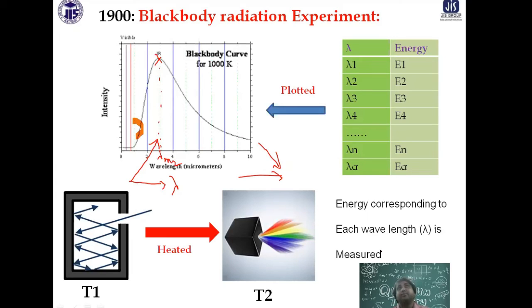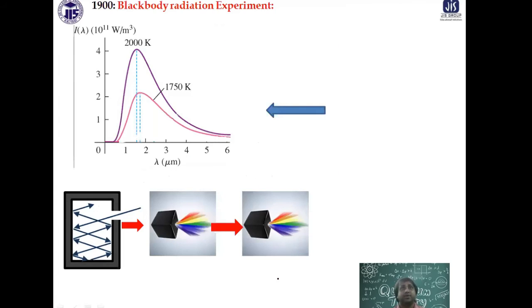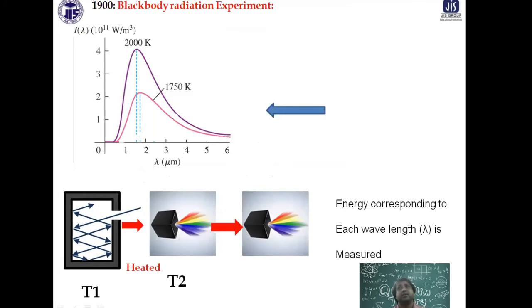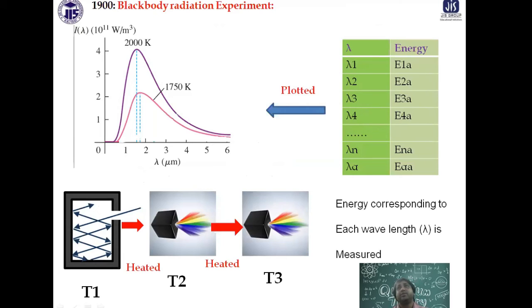So what was done by this team? The people working on black body radiation have further enhanced the temperature of the black body. It was at T1, it is heated to T2. You get that graph. Now it is heated further to the temperature, say T3. If you heat it at a higher temperature, you notice the energy you obtain is slightly higher. It is E1A, E2A, E3A, E4A. So again for every lambda, you get a corresponding energy.